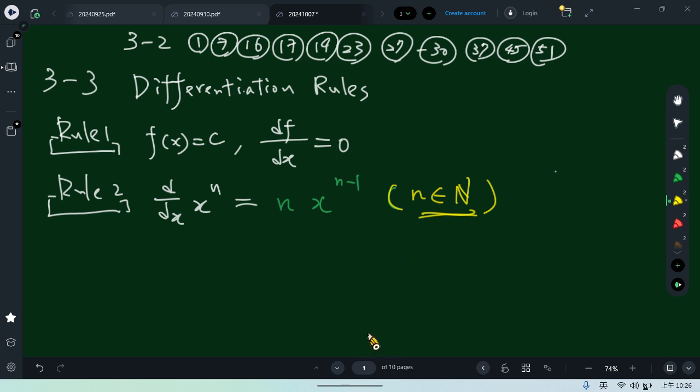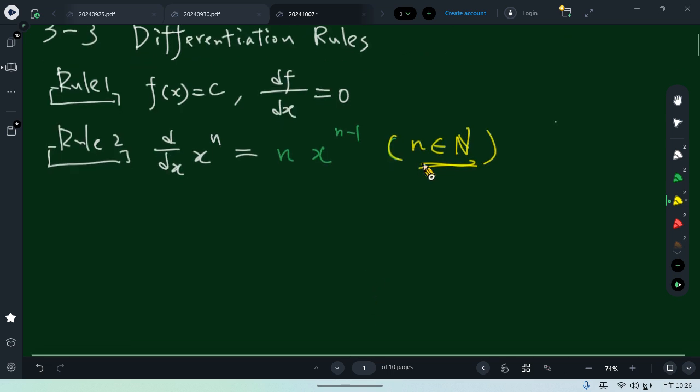Later on, we will gradually extend the idea from positive integers to negative integers, so that means all of the integers. Then we will gradually go to rational numbers. Finally, in chapter 7, we will see that the number n here could also be a real number. But at this moment, we just focus on n being a positive integer.